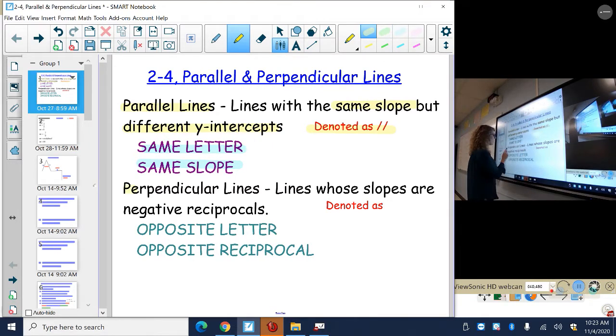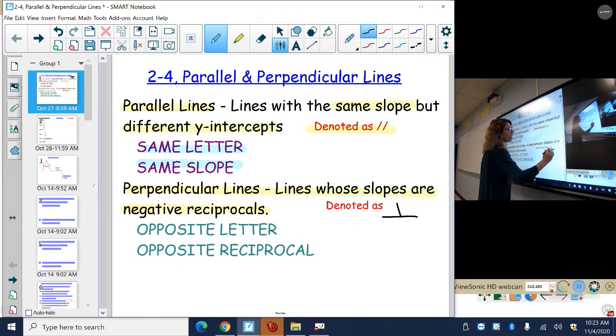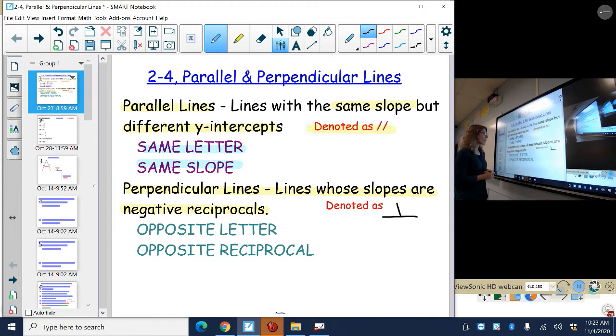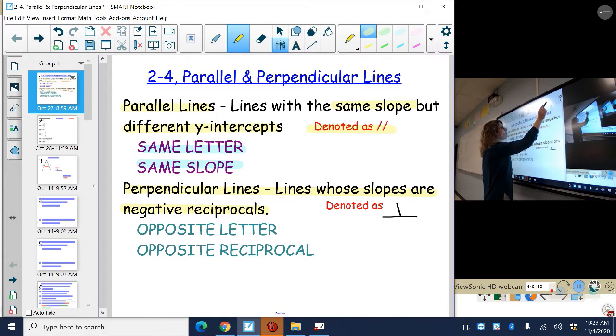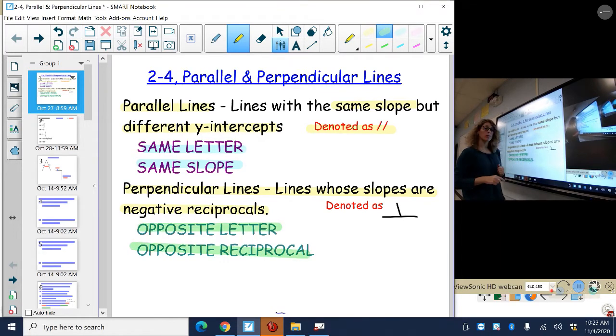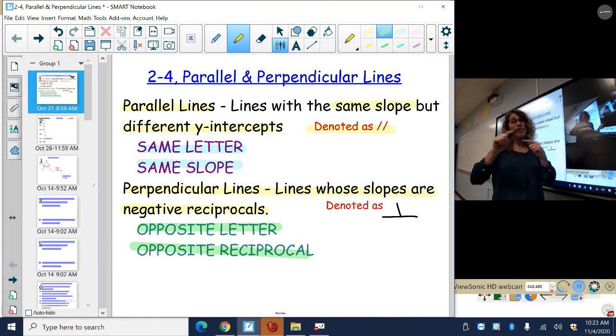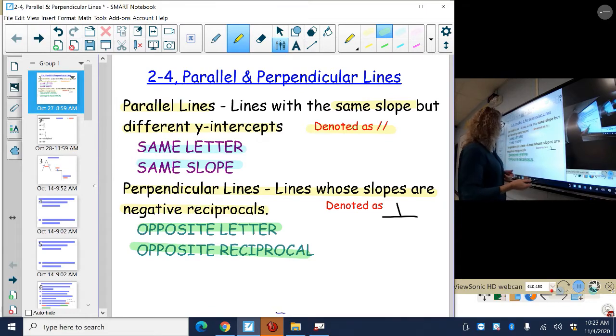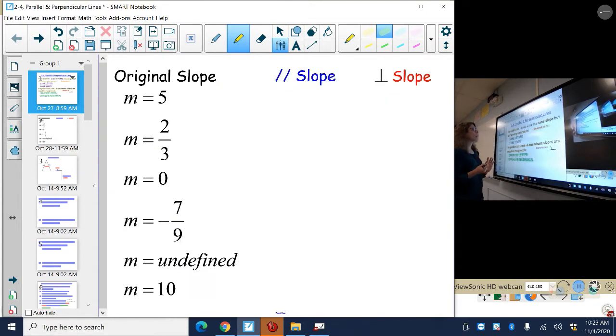Perpendicular. Perpendicular lines are lines whose slopes are negative reciprocals. And this is denoted with an upside down T. This is going to be the opposite letter and opposite reciprocal. Opposite letter, so if it's X, then it's going to be Y. If it's Y, then it's going to be X, okay? And it's going to be the opposite reciprocal, okay? What do I mean by that?